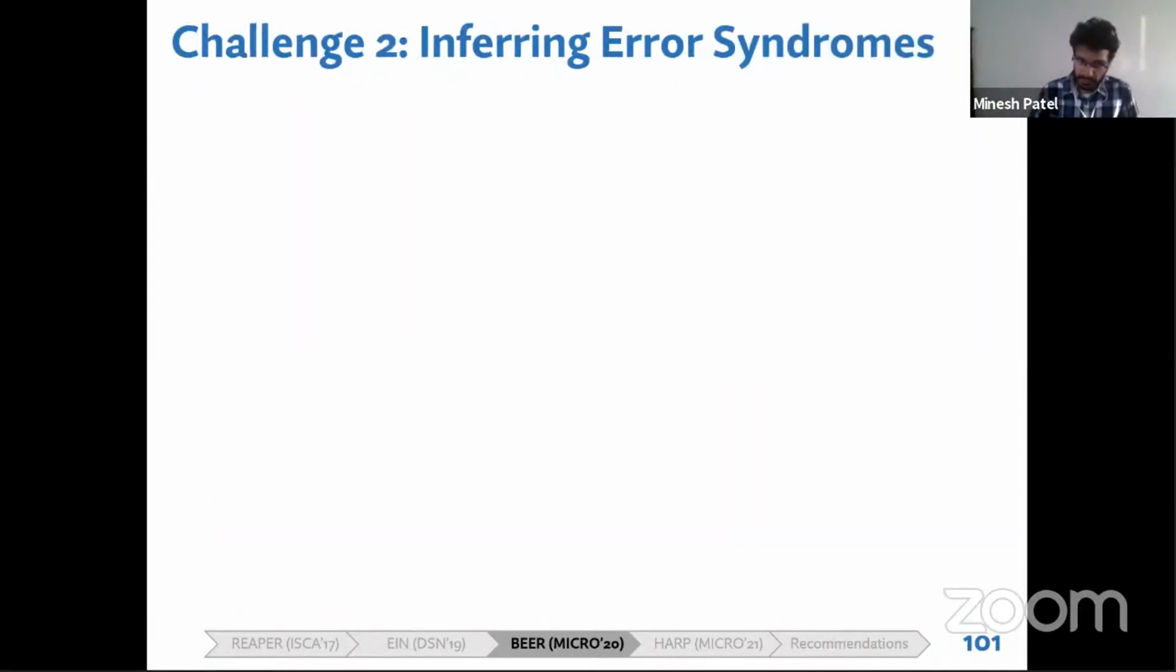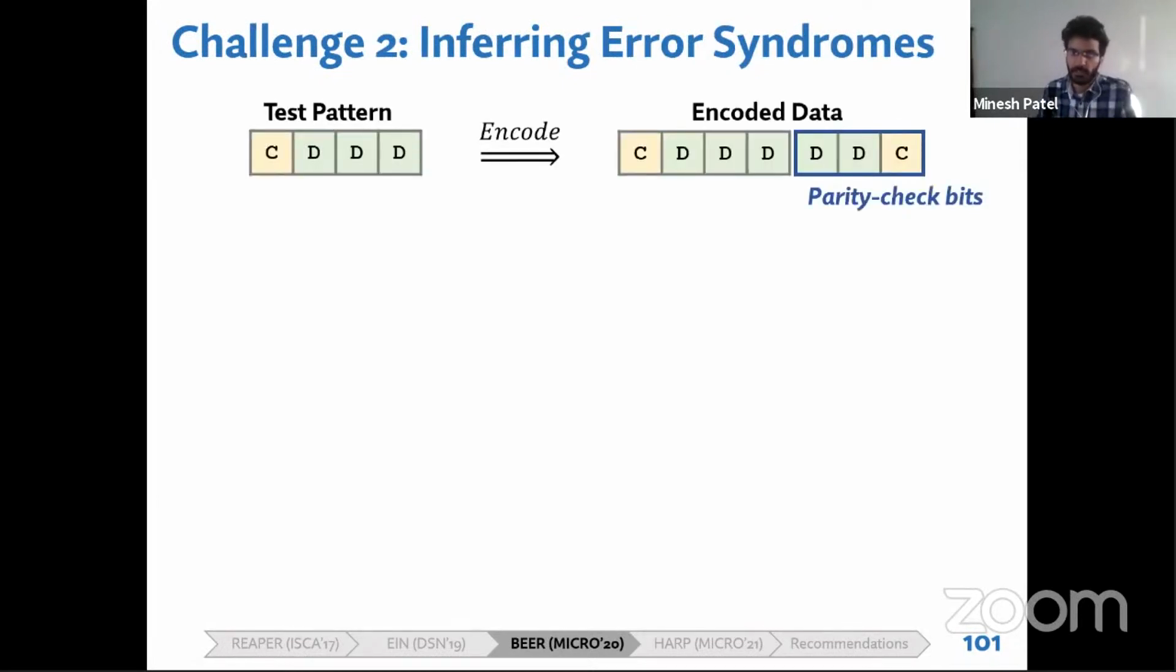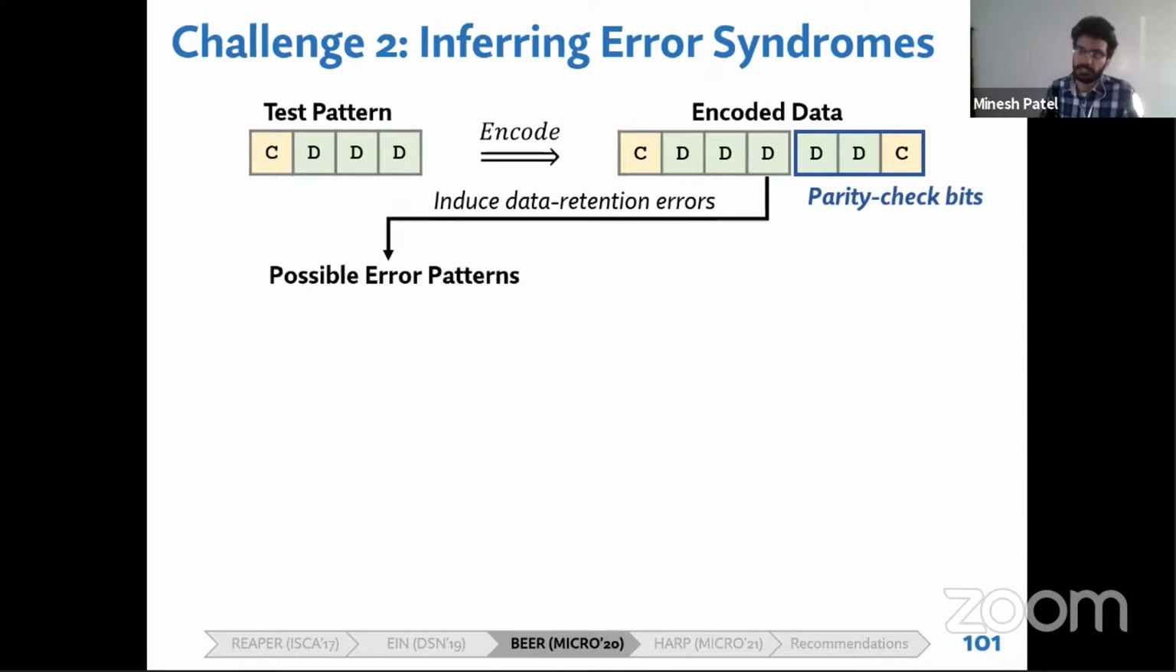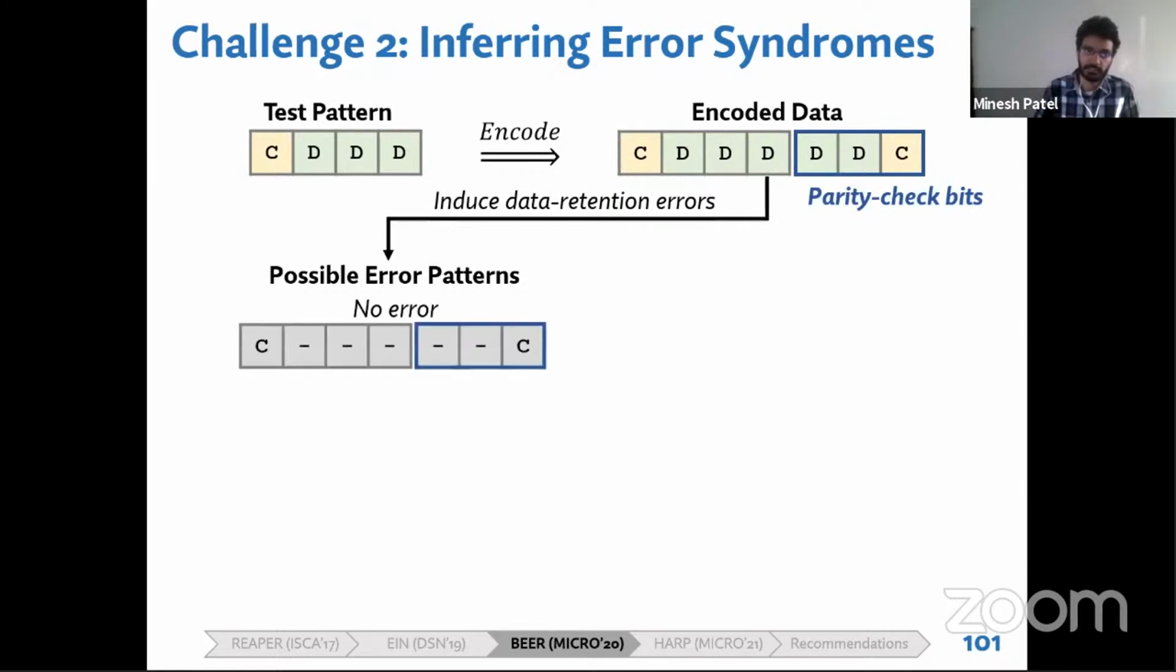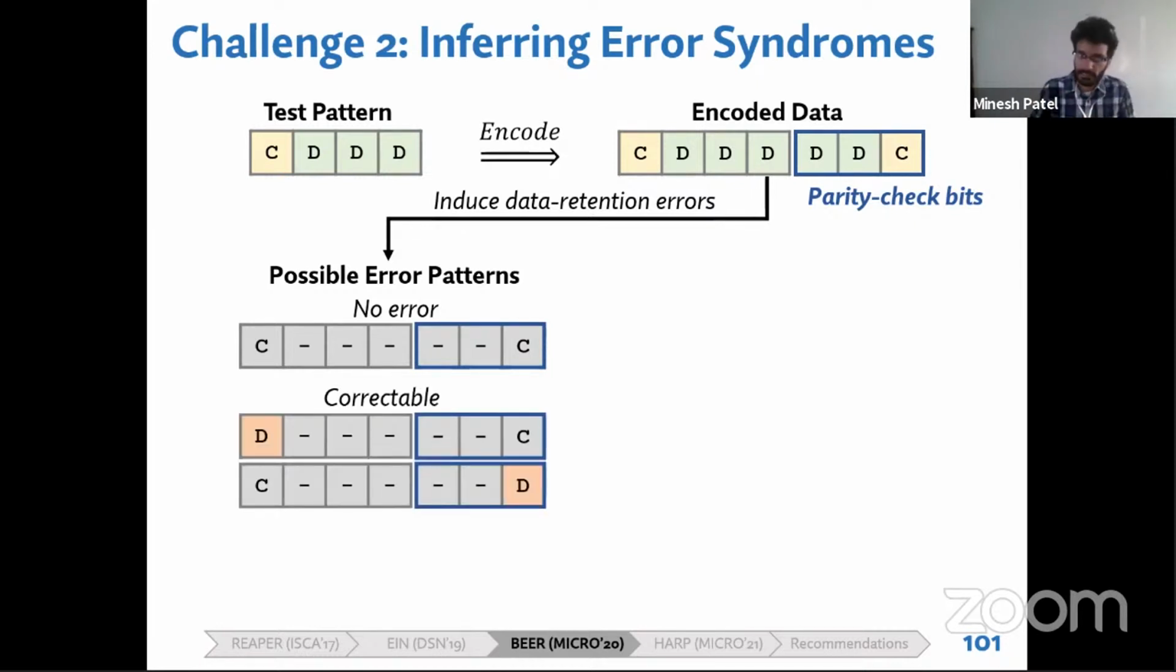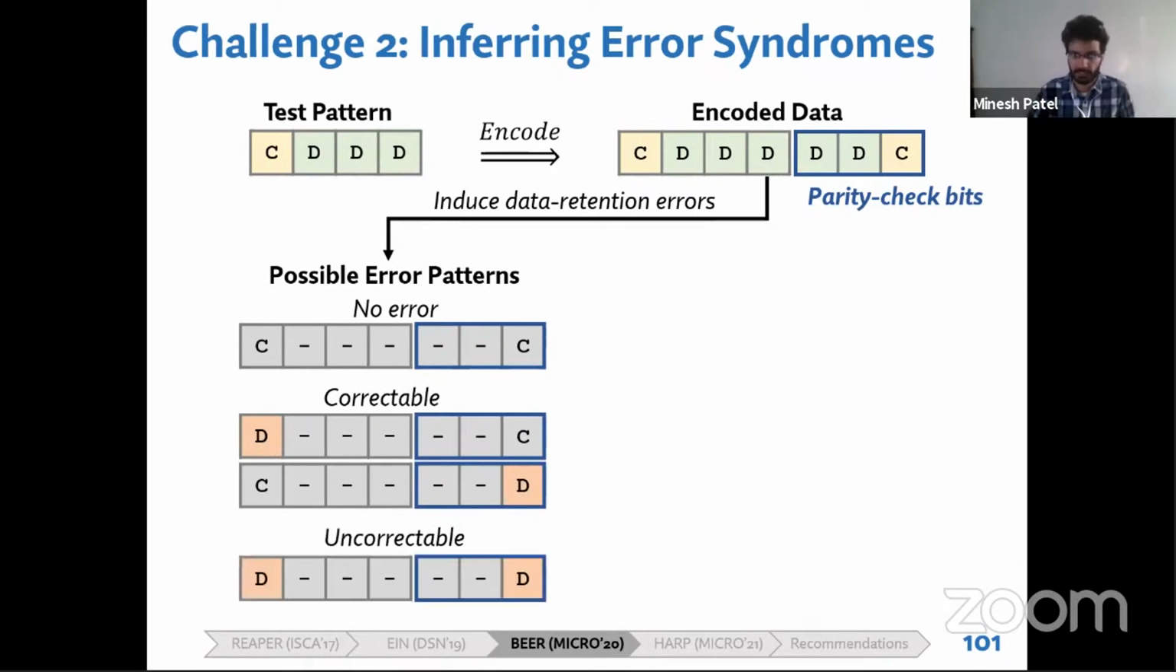Now let's take a look at the second challenge, which is inferring error syndromes. Let's suppose that we start with the same test pattern as the previous slide, but we now know that the ECC function sets precisely one parity check bit to the charged state for sake of example. And here, instead of 1s and 0s, I illustrate this with C and D corresponding to charged and discharged. When we induce errors now, there are several different pre-correction error patterns that might occur, and we can think of this as all the different combinations of these charged bits. The first case is where we have no errors and neither of the charged cells flips. The second case is a correctable error where only one of the charged cells flips to the discharged state. And the third case is the case of uncorrectable errors, where both charged cells flip to the discharged state.